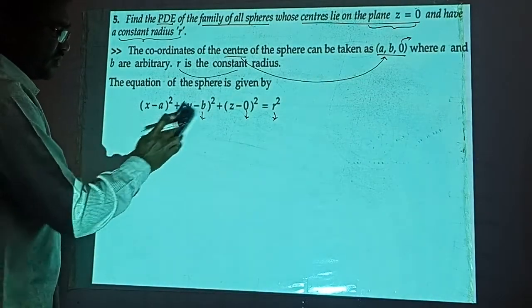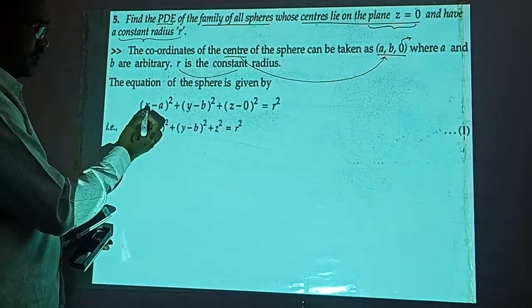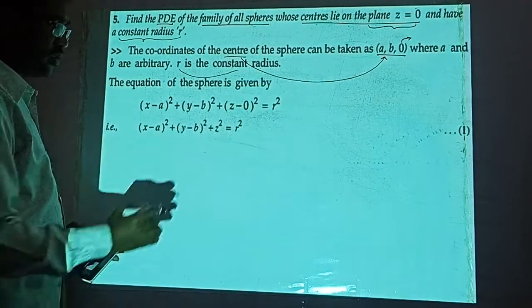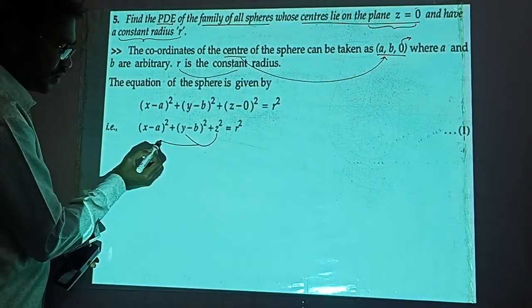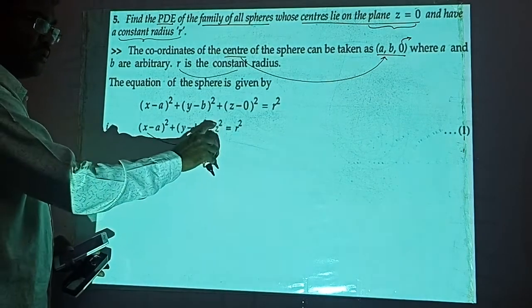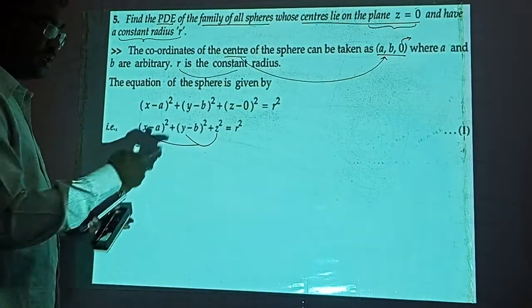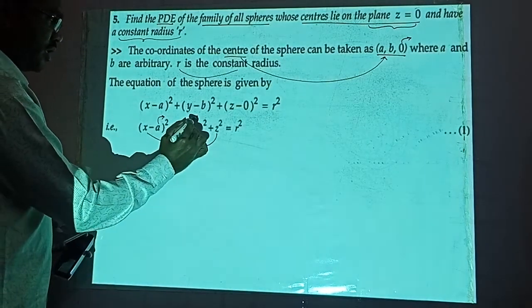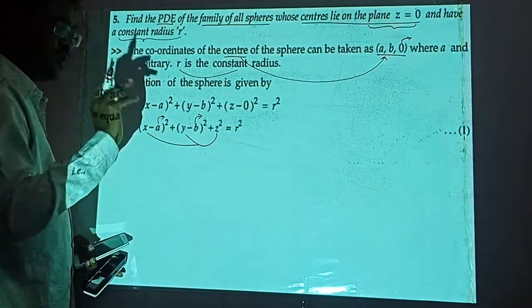If you simplify this further, what do you get? (x minus a) whole square plus (y minus b) whole square plus z square is equal to r square. So you can treat z as a function of x and y and start differentiating and try to eliminate a and b. We need to eliminate the arbitrary constants a and b now.